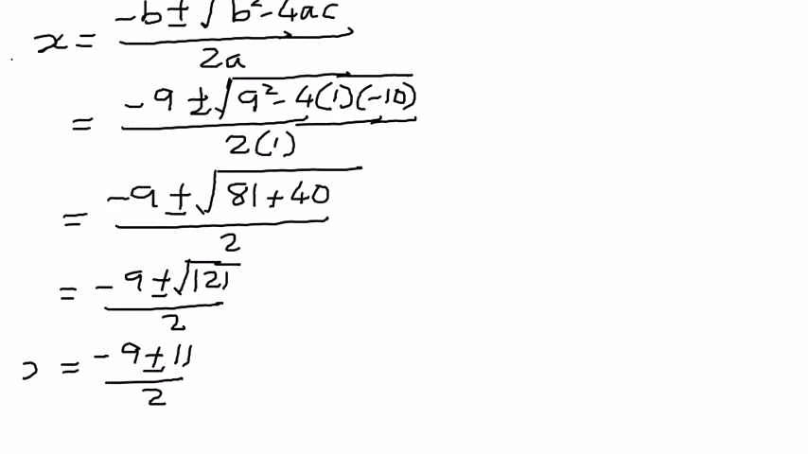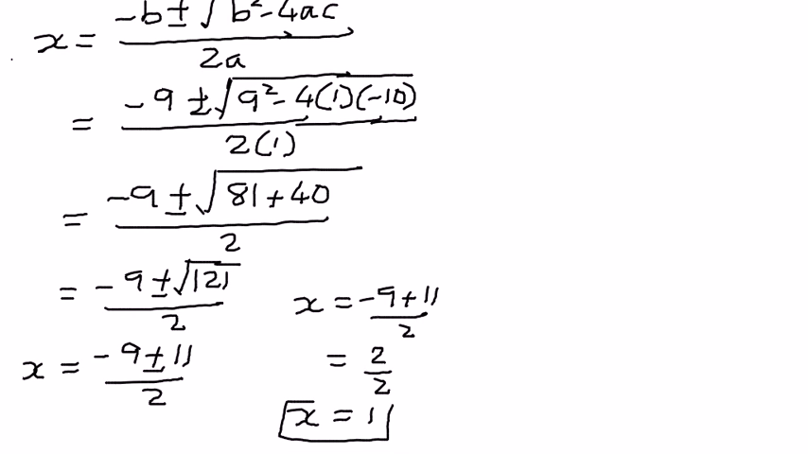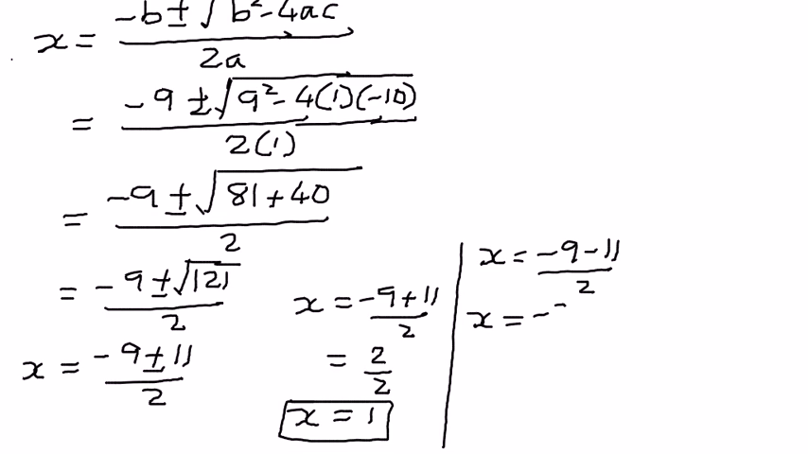So the value of x will have two values. One of the values is x equals negative 9 plus 11 divided by 2, and therefore when we simplify that, it is going to be positive 2 divided by 2, which is going to be equal to 1. Therefore the value of x equals 1 is one answer. And let us see what the second answer is. The second answer here is x is equal to negative 9 minus 11 divided by 2. And then that is going to be negative 20 divided by 2. And therefore the value of x will be equal to negative 10.